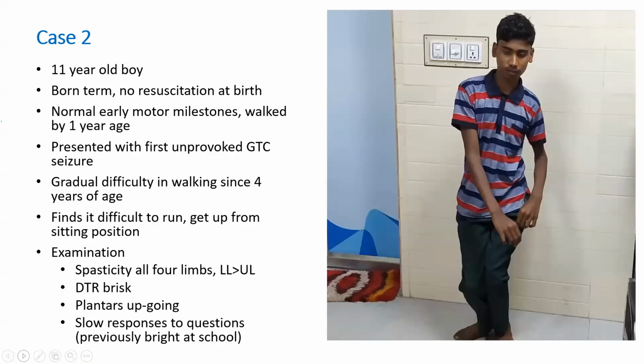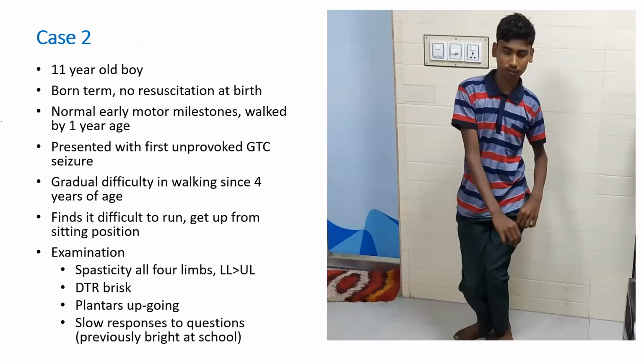Okay. So moving forward, this is an 11-year-old boy. Now, he was born at term. He required no resuscitation at birth, and he had normal early motor milestones. He walked by 1 year of age. That's quite interesting. And he actually presented to me with his first unprovoked seizure. So he had a generalized tonic-clonic seizure.